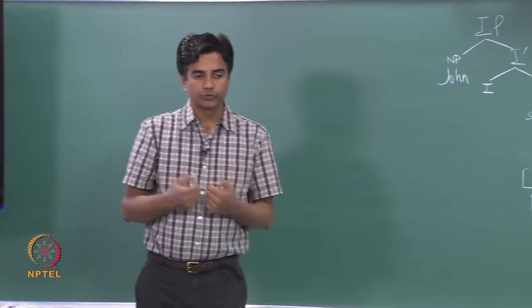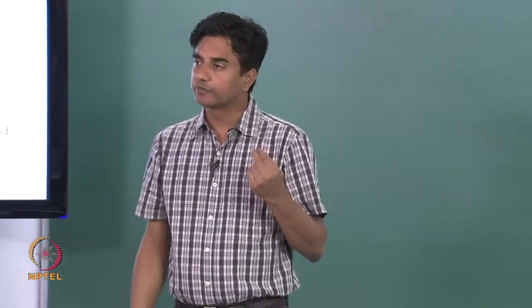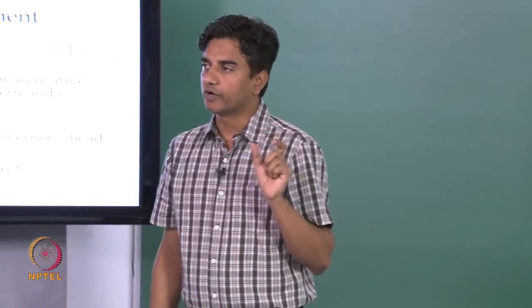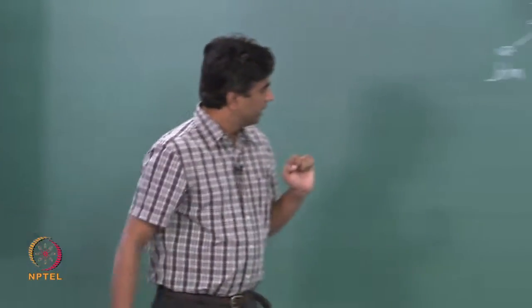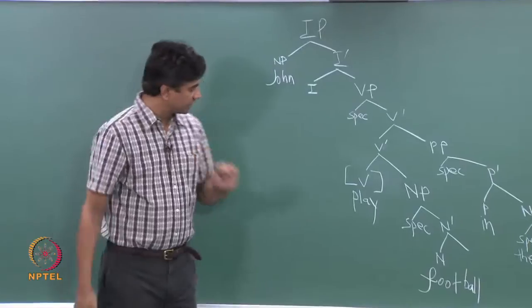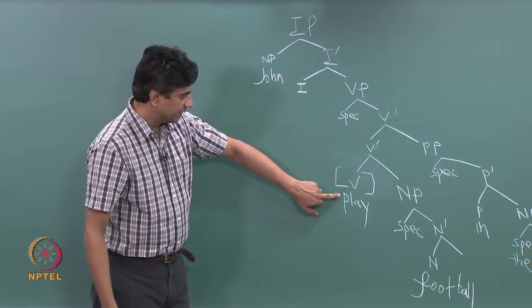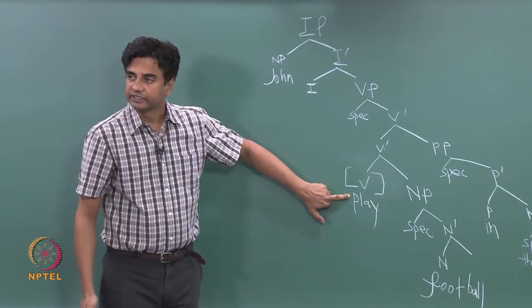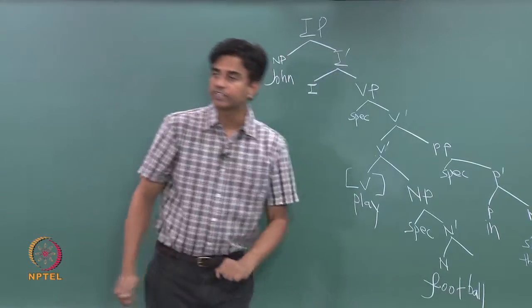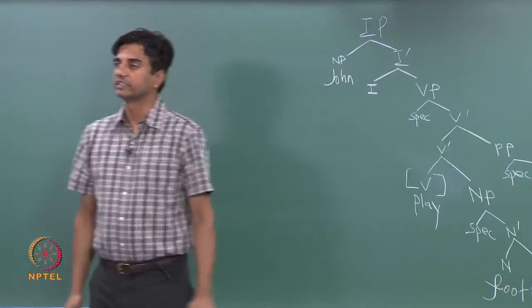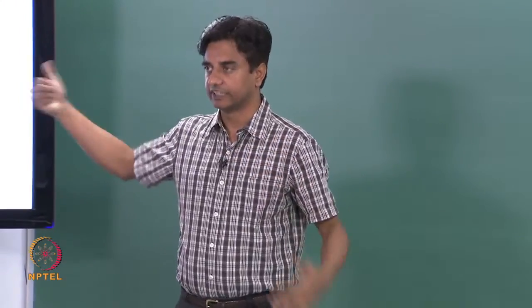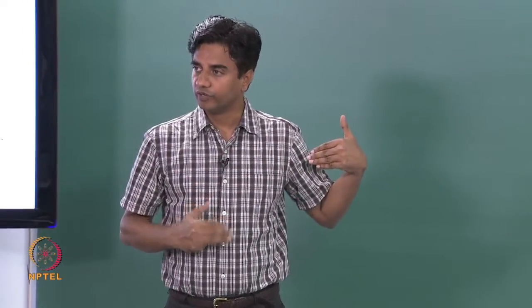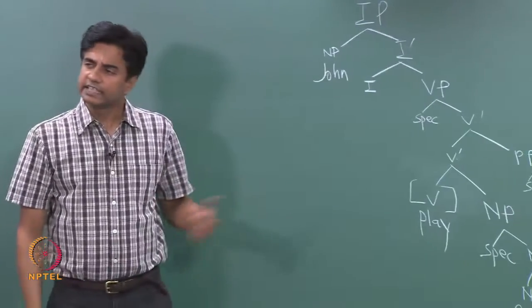We looked at two configurational relations yesterday. They were about dominance and precedence, right? Now, based on your understanding, please tell me, does this V as head precede this NP, football? What we mean by precedence is structural precedence, not the linear order. Does it precede the NP? Yes. Does it dominate that NP?